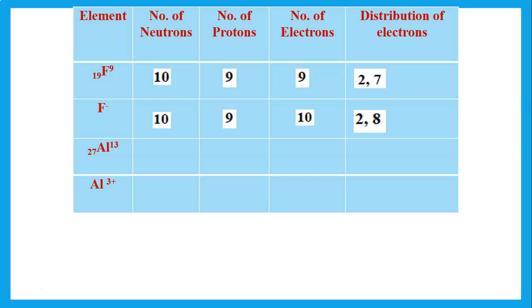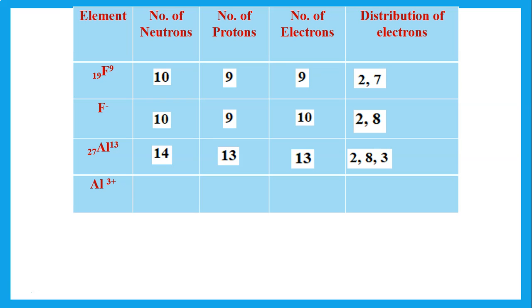Okay, talking about aluminium. Aluminium has a mass number of 27 and an atomic number of 13. So how many neutrons? Neutrons is 27 minus 13, so that's 14. How many protons? Protons is the small number, the atomic number, and that is the same as the electrons. How do we distribute 13 electrons? The first shell takes 2. The second shell can take up to 8, but I still have 3 more. I put them into the third shell.